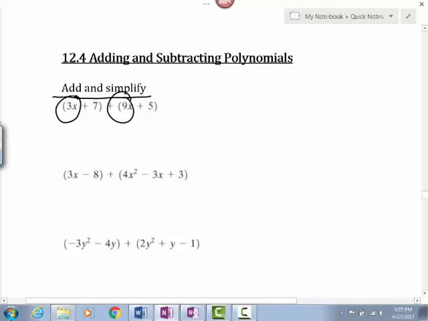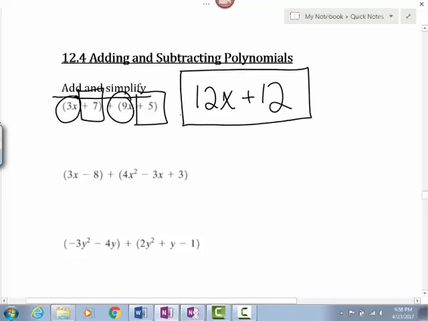3x and 9x is going to give us a total of 12x, and then a positive 7 and a positive 5 will leave us with a positive 12. Now, we cannot combine those because they're not like terms anymore. So we're just combining our like terms. We're combining the x's with the x's and the numbers with the numbers.